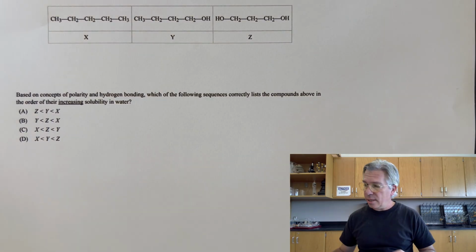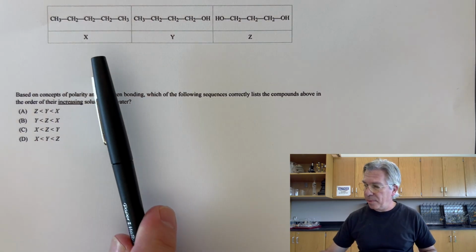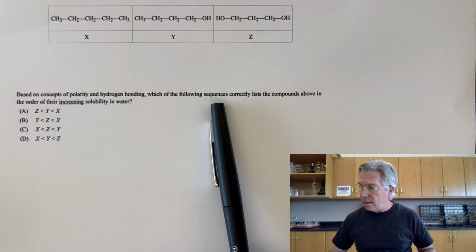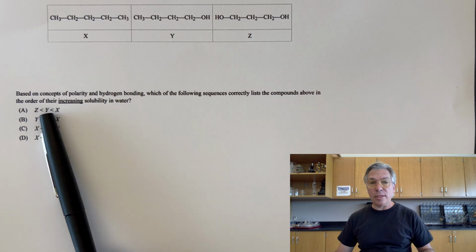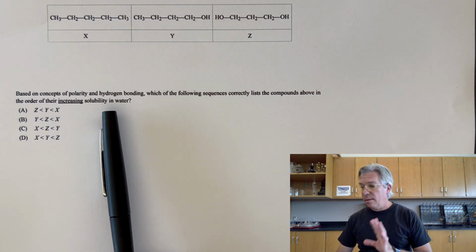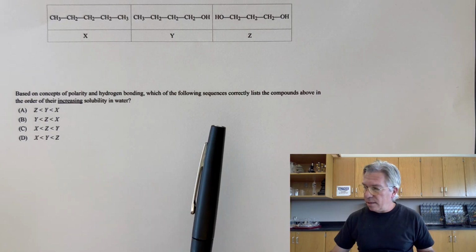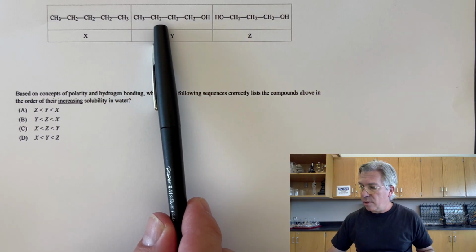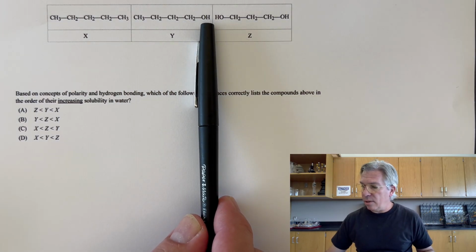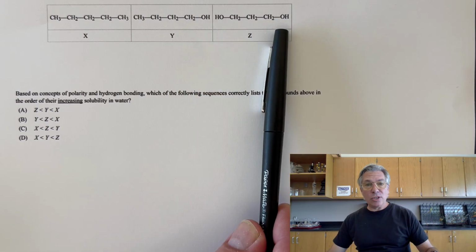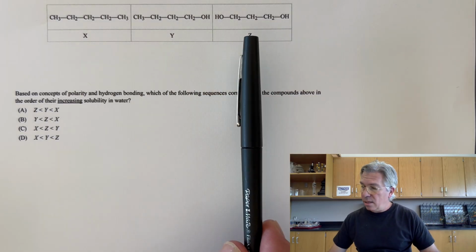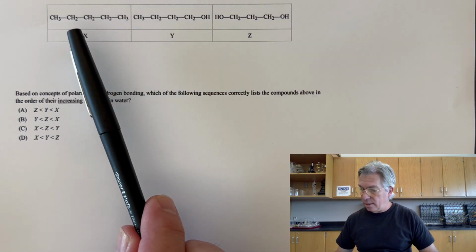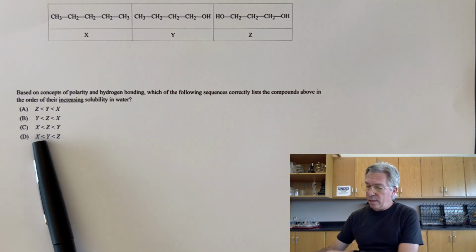2 more quick questions. This one showing 3 structures, and we're supposed to rank them. Which sequence correctly lists the compounds above in order of their increasing solubility in water? So lowest solubility, medium, and high. And I'm looking over here and I'm seeing just a regular alkane. Here I'm seeing butanol with an OH on one end, and then this guy with an OH on both ends. Remember, the more OHs you have, the more soluble in water it's going to be. So this has no OHs, 1 OH, 2 OHs. So X, Y, and Z, I'm going to say, is my choice for letter D there.